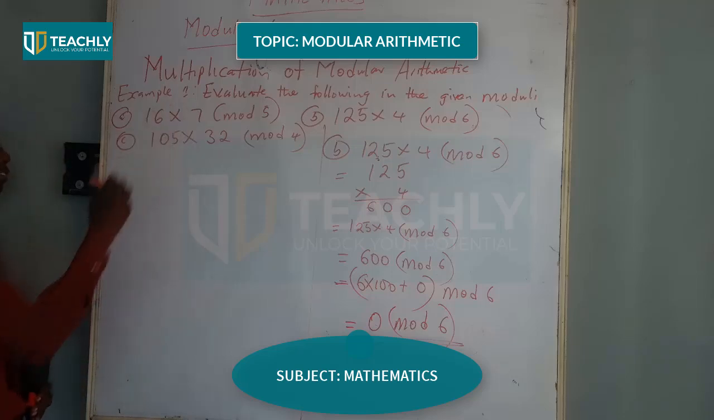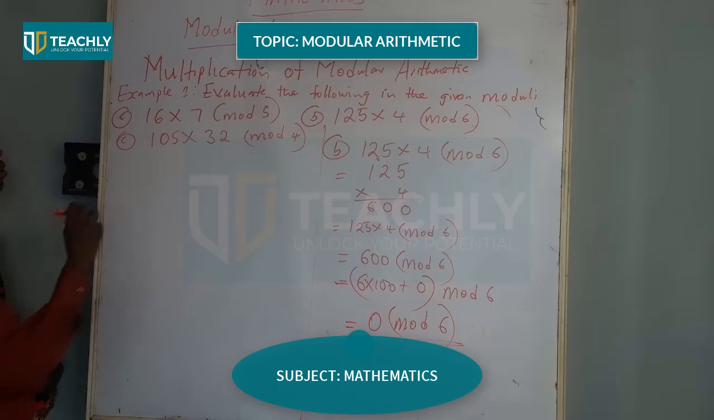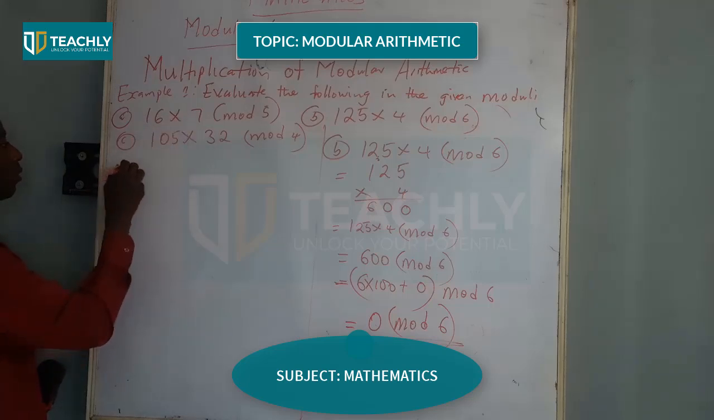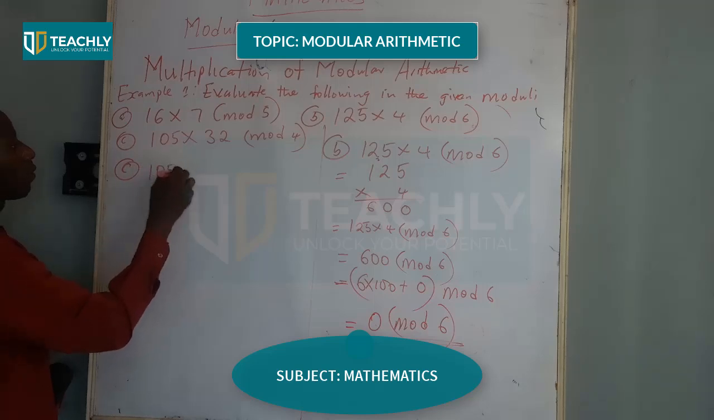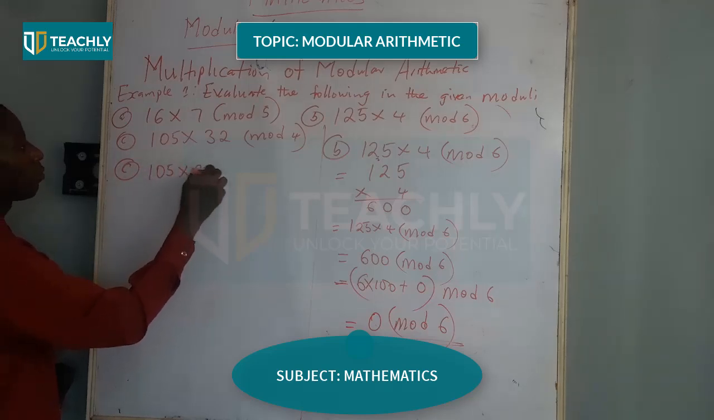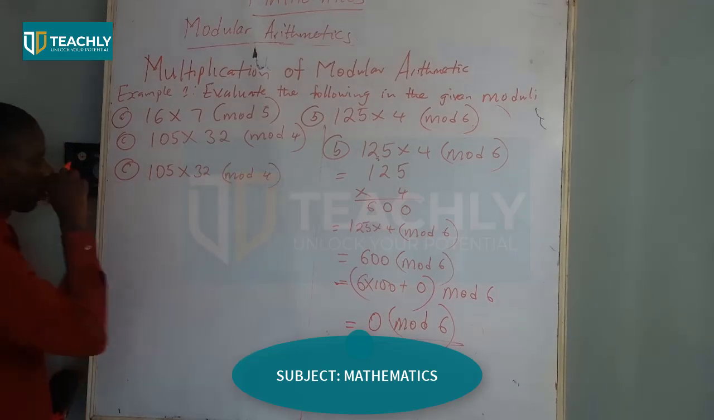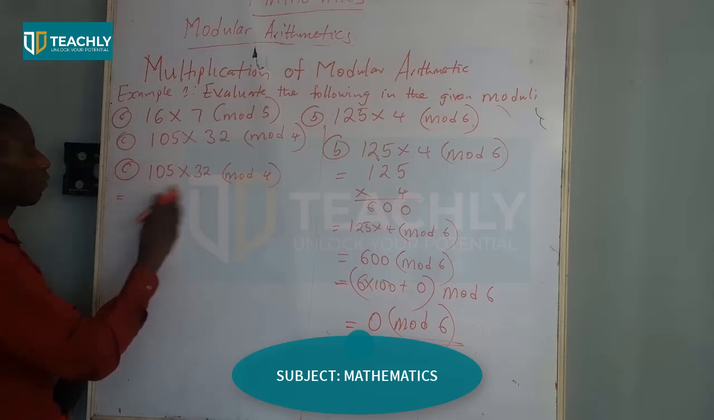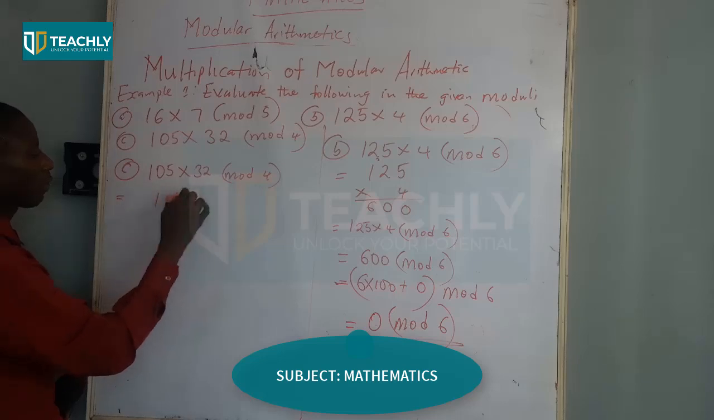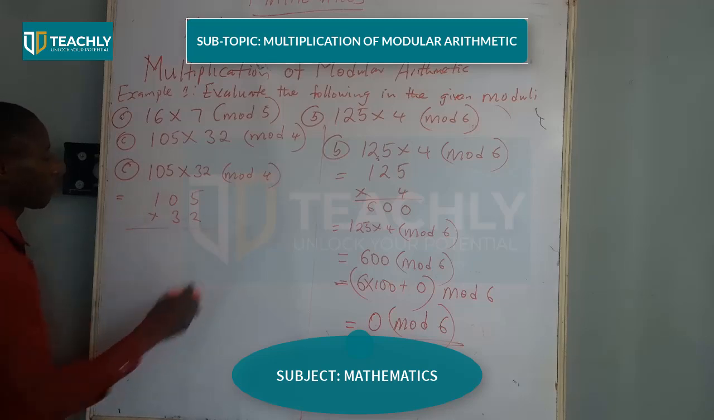Okay, let's find example C. That's example C: 105 multiplied by 32 in modulo 4. So the first thing is let's multiply 105 by 32. Let's multiply them together.